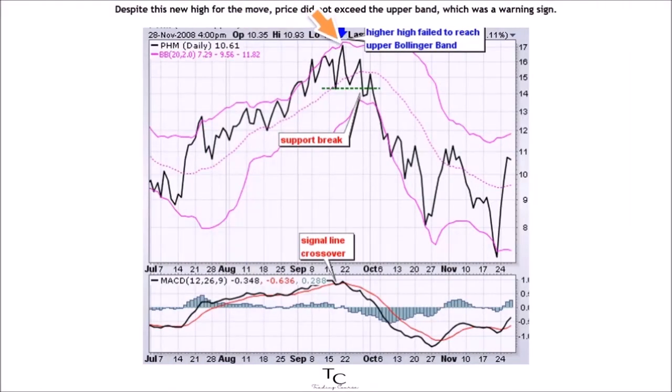Despite this new high for the move, price did not exceed the upper band, which was a warning sign. The stock broke support a week later and MACD moved below its signal line. Notice that this M-top is more complex because there are lower reaction highs on either side of the peak. This evolving top formed a small head and shoulders pattern.